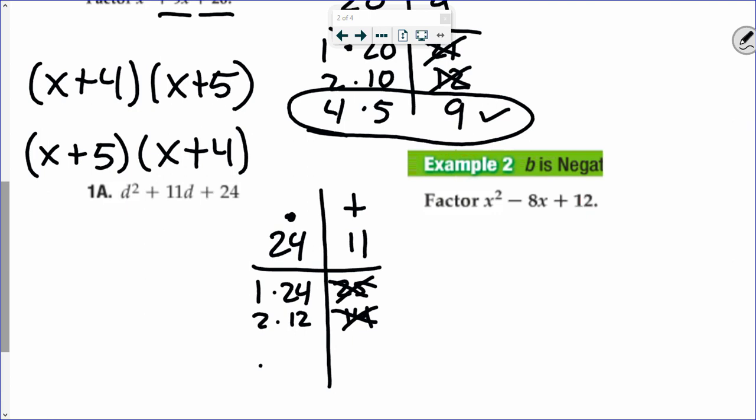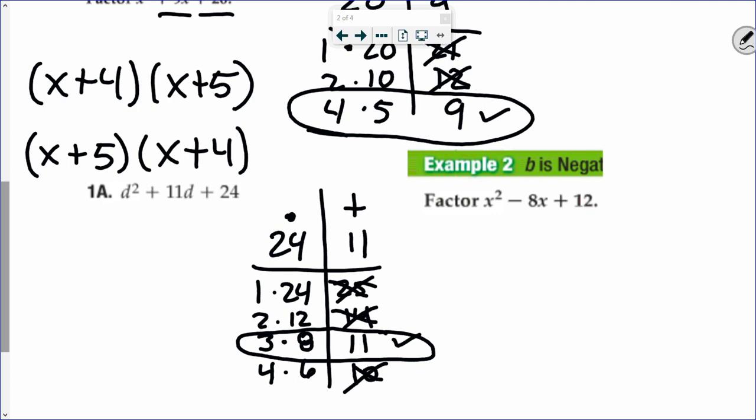Many of you might have then gone to 4 and said, oh, well, 4 goes into it 6 times. So 4 times 6, well, 4 plus 6 is 10, so not what I'm looking for. Many of you might have skipped 3. 3 is a factor of 24. It's 3 times 8. So 3 plus 8 is 11, and those are the factors we're looking for there.